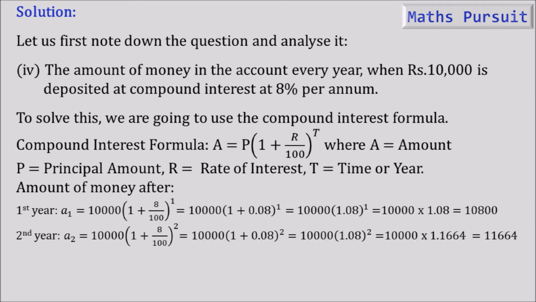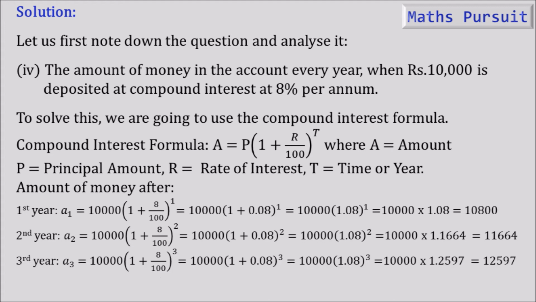Now the amount of money after the second year, A2. Here again the initial amount is 10,000 and (1 plus 8 by 100) to the power 2. The only thing we are changing is the timeline, the second year, so we take T as 2. Solving, we get 10,000 into (1 plus 0.08) to the power 2, that is 10,000 into 1.08 squared, which is 10,000 into 1.1664, that is equal to 11,664.